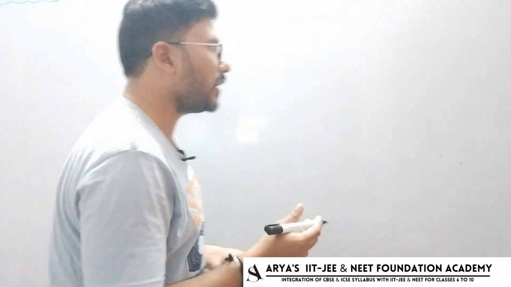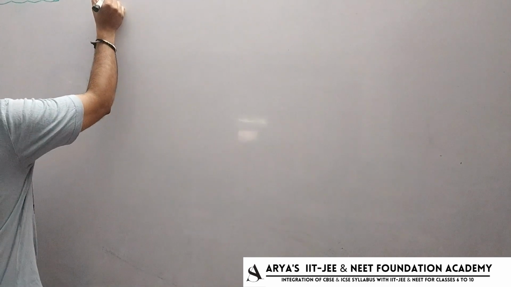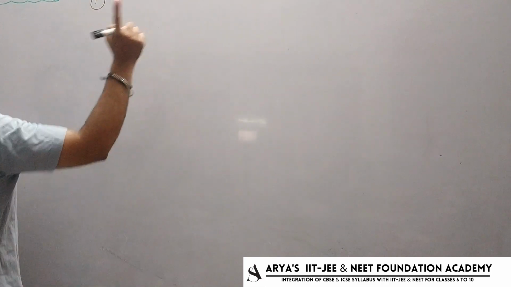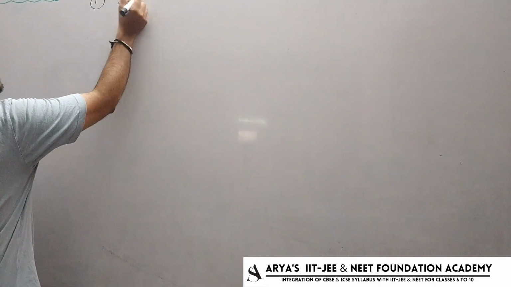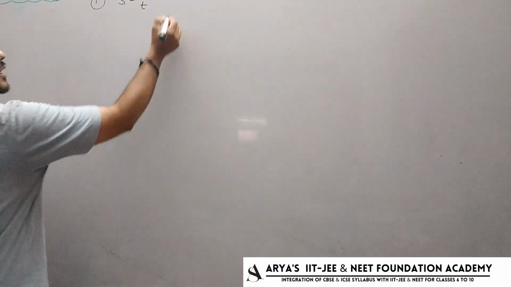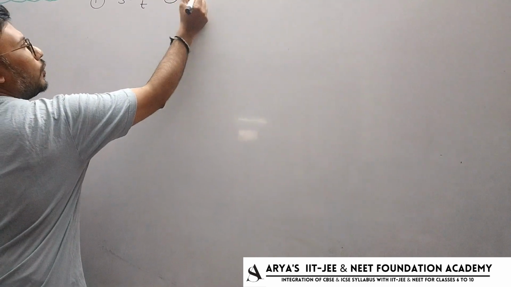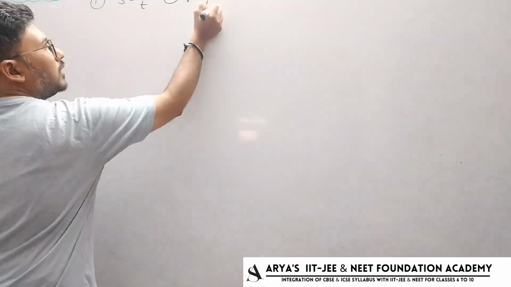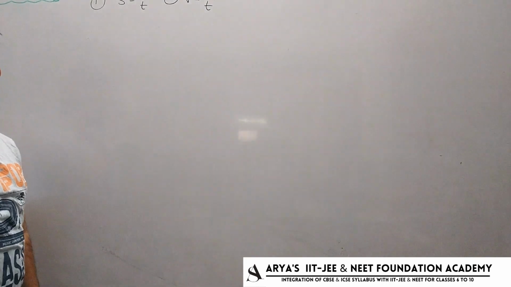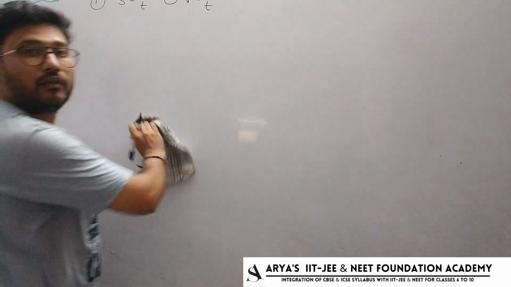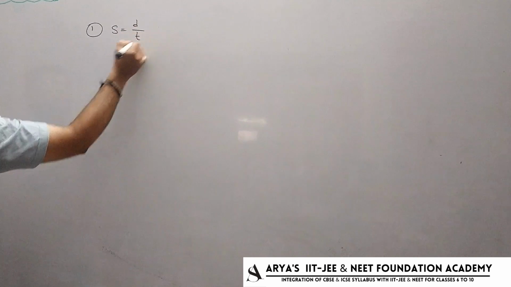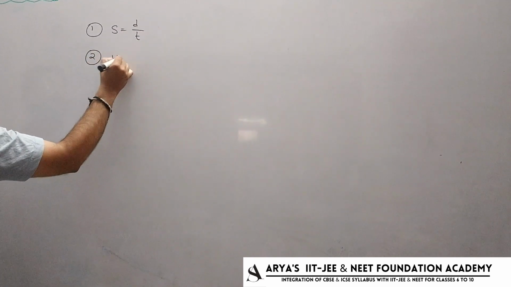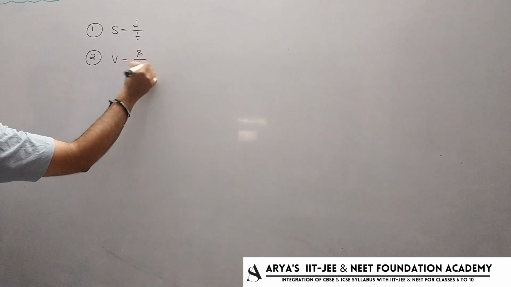So first, list of formulas. Number one, first formula you are going to learn in kinematics, that is speed. Speed is equal to distance by time. Number two, velocity is equal to displacement by time.